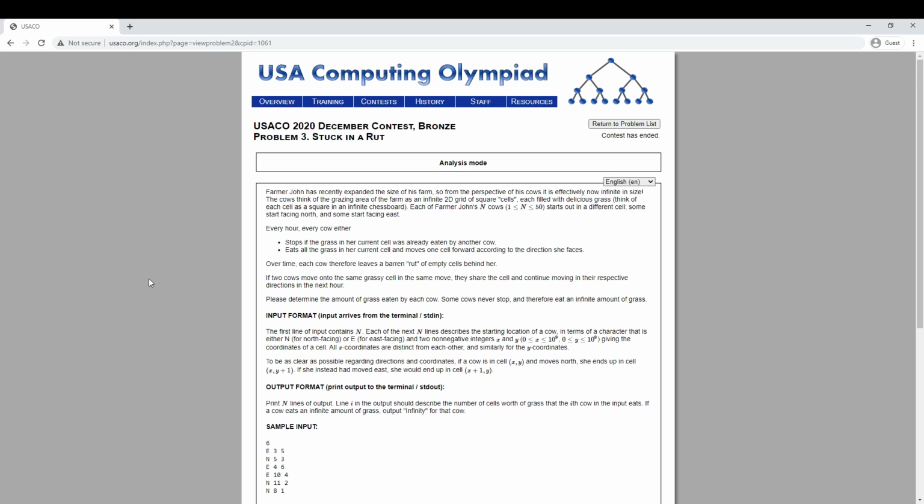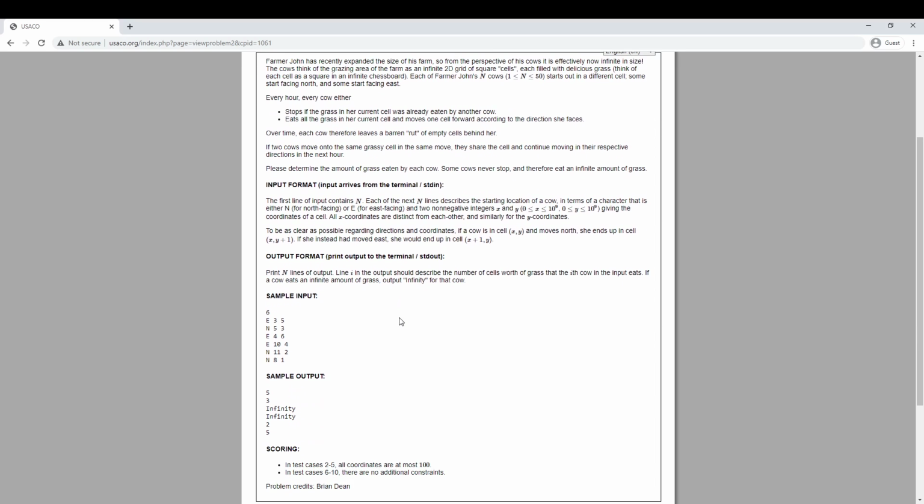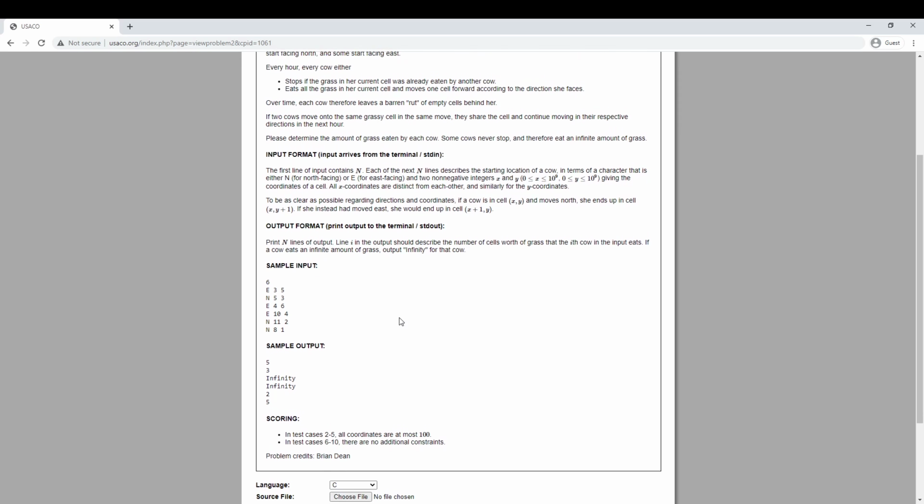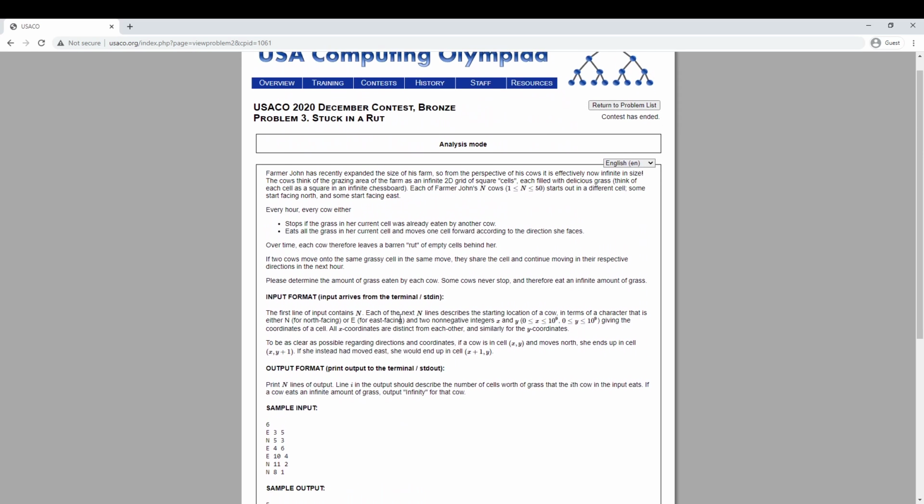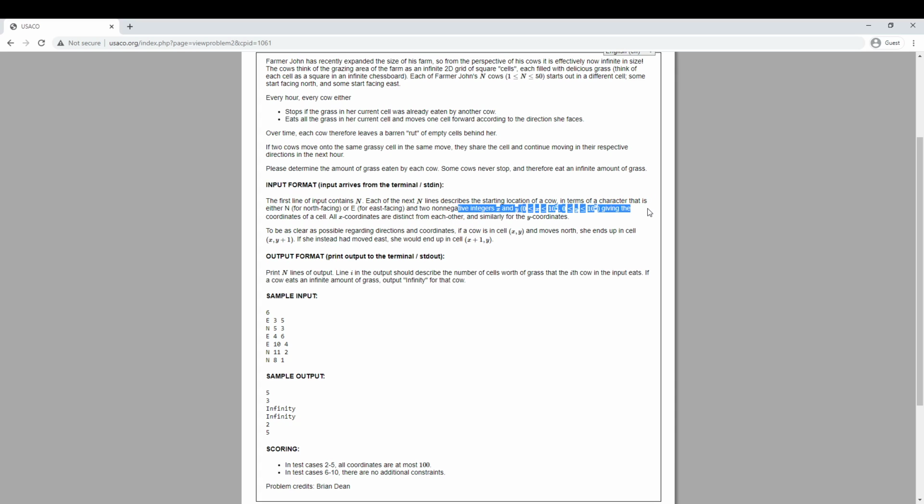And so they just sort of walk in a line, eating grass until they hit an empty cell. And then they stop. Coordinates up to 1 billion. Very big farm. Well, I suppose they're going to eat the grass, so really a very big thing.